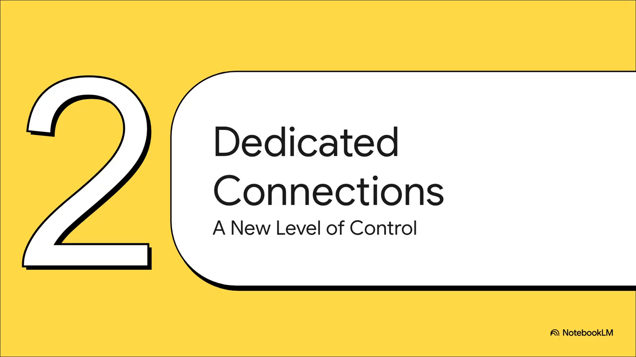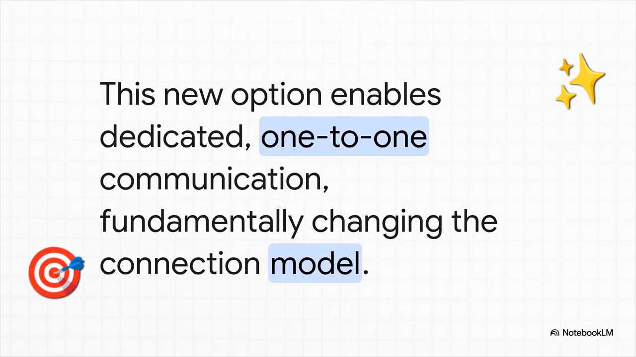But what if you don't want to share lanes? What if your application absolutely needs a direct, isolated line of communication? Well, this is where the new feature comes in, and it gives you a whole new level of control by offering a fundamentally different way to connect. The new option is actually beautifully simple in its concept. Instead of all that sharing, it provides dedicated one-to-one communication, and this completely changes the relationship between a client's request and the connection on the back end.